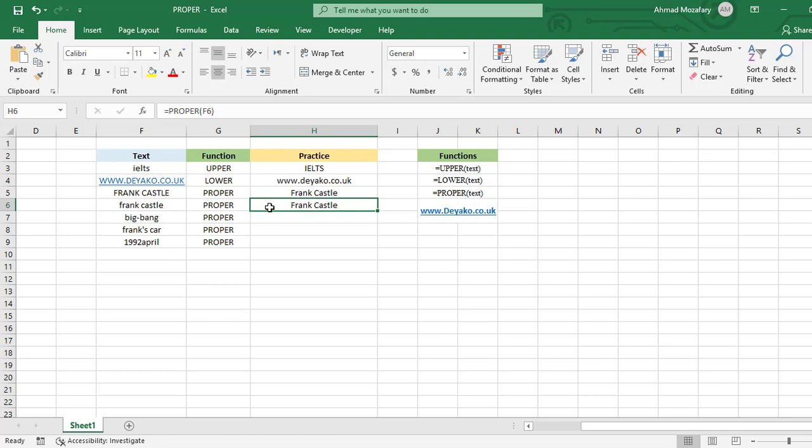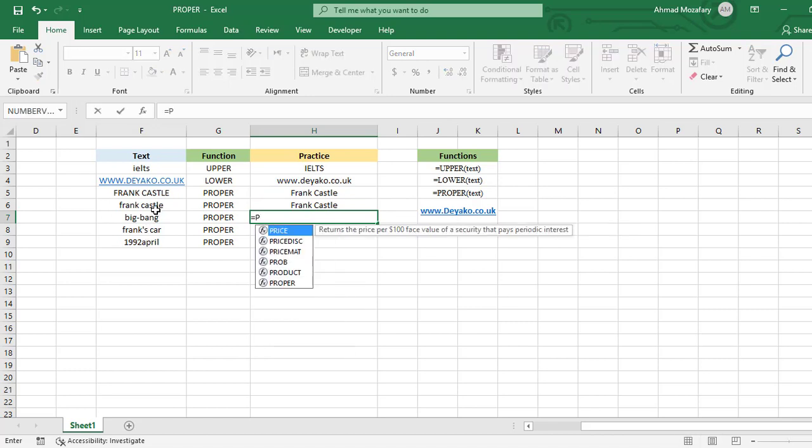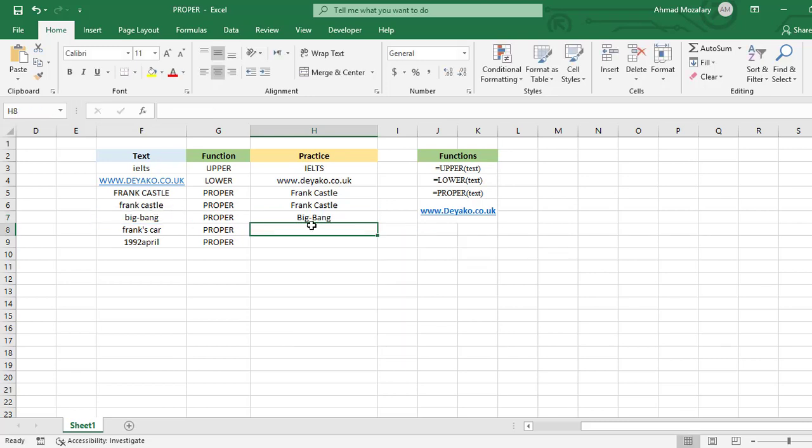But how does this function detect a word to capitalize its first letter? The answer is separators. It means any letter after a separator will be capitalized. This separator can be a space, a dash, or even an apostrophe, or a number. Let's try them. For example, Big-Bang, proper, F7, and you see the B after the dash is capitalized, because the dash here is a separator.